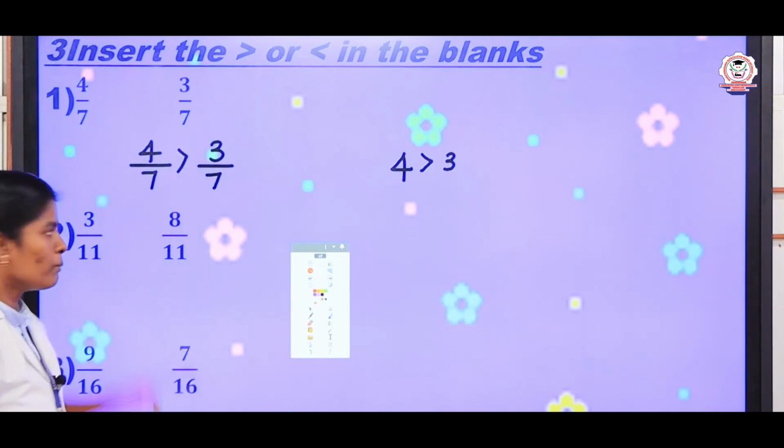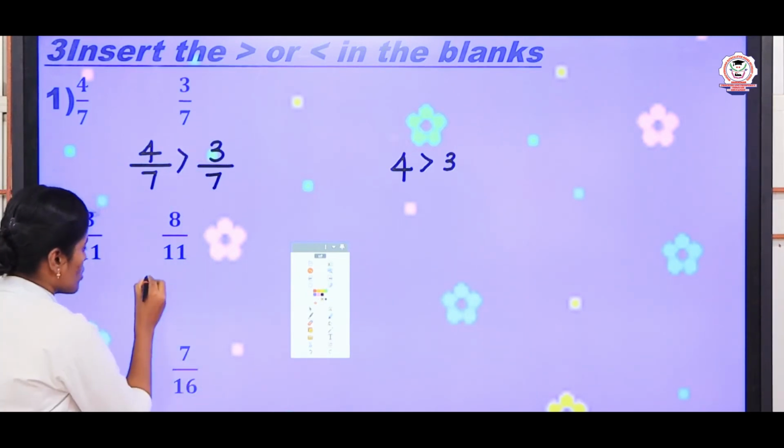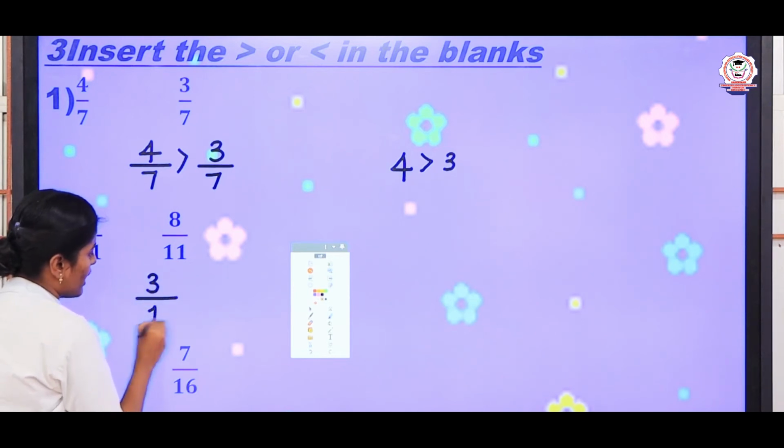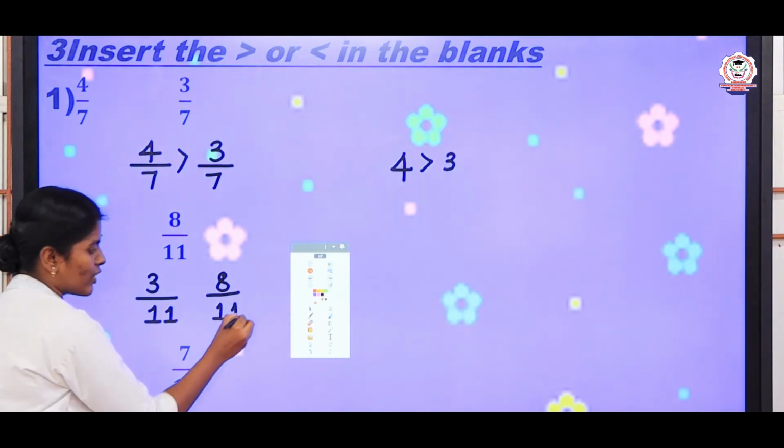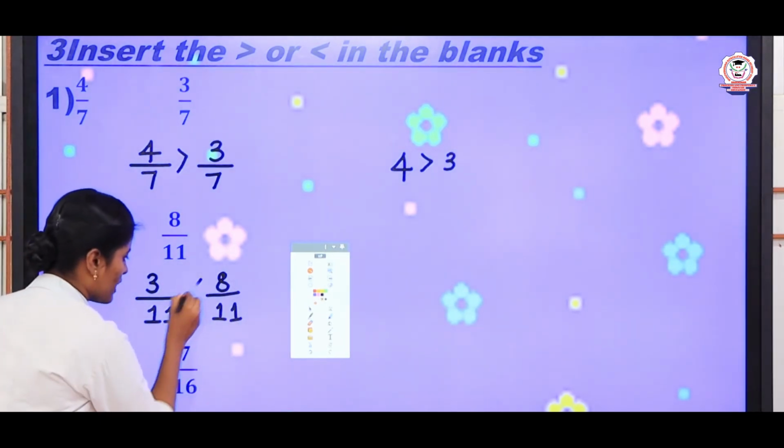And next one, 3 by 11 and 8 by 11. So take 3 by 11, 8 by 11. Now what is the answer? 8 by 11 is the greater number. So put the symbol like this.